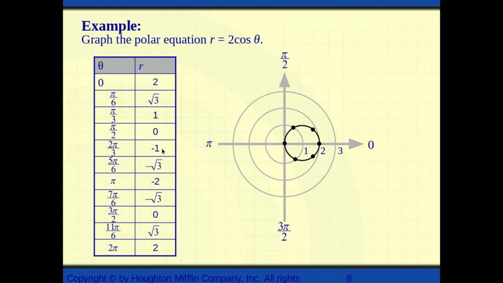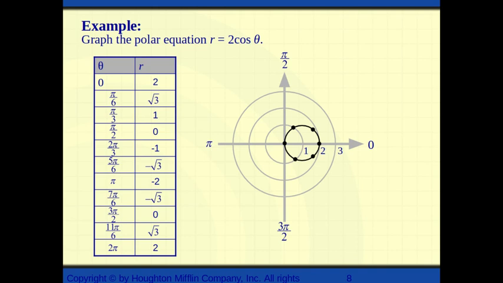Now the next point, r is negative 1, theta is 2 pi over 3. So 2 pi over 3 is actually over here. But since r is negative 1, you have to go in the opposite direction 1 unit. That's why we get this point over here. And then at 5 pi over 6, that would be this line here. But since r is negative root 3, we go square root of 3 units in the opposite direction, which brings us here. And then negative 2 comma pi. r is negative 2, theta is pi. So pi would be right here, but since we have negative 2, we go backwards 2.